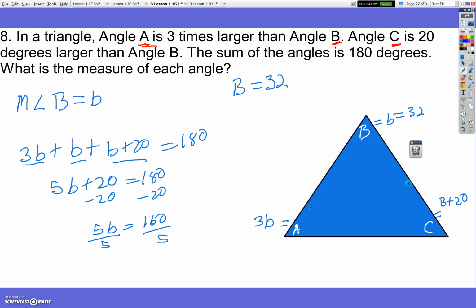So in purple now, it says angle A is 3 times larger than angle B. So it's 3 times larger than angle B, and we found out angle B is 32, which means this would be 96 degrees. So measurement of angle A, that is 96. Alright, and the last but not least is angle C. Angle C is if I took my angle B, which we said was 32, and I add 20 to it, that would give me a total of 52 degrees.